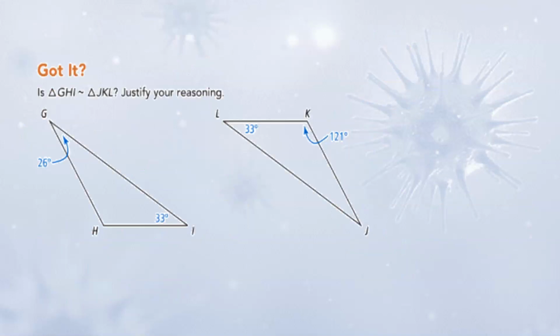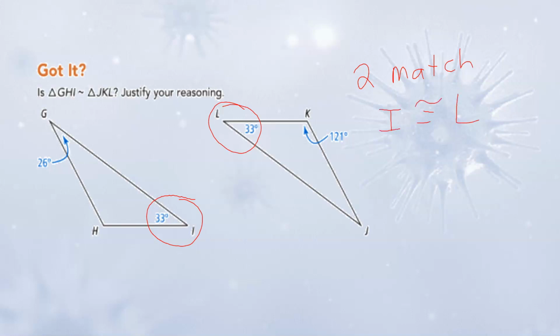This example is asking us to either prove or disprove the similarity statement. Is triangle GHI similar to triangle JKL? Remember that in order for triangles to be similar, we just need two matching sets of angles, and I can already see a match right here. I is going to be congruent to L. So as long as I can show that one more set of angles matches, then I know that these are similar. Unfortunately, angle G and angle K, the only two other angles that are given to us, are not matching.